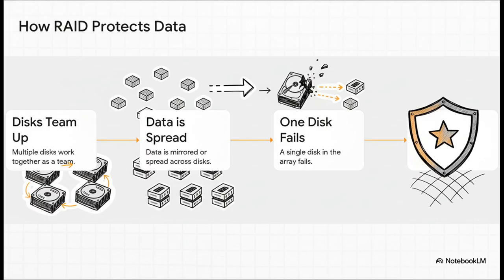RAID uses multiple drives all working together as a team. It creates a powerful safety net by either mirroring your data or spreading it out intelligently across the drives. So if one drive does fail, the others have you covered, and all your precious files stay safe.